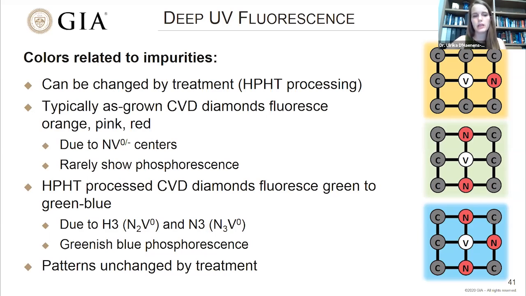And that's because H3 defects, the 2 nitrogen vacancy centers, and the N3 defects, which are 3 nitrogen vacancy centers, are produced by this treatment, and they glow green and blue respectively. Additionally, these stones will show greenish blue phosphorescence, a rare feature in diamonds that again alerts you that you need to be a little more careful. Now, as I mentioned before, one of the good things about UV imaging is that the patterns are intrinsic to the stone and they cannot be changed by treatment.